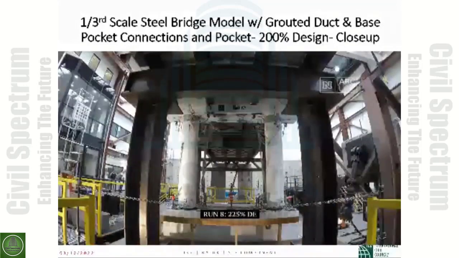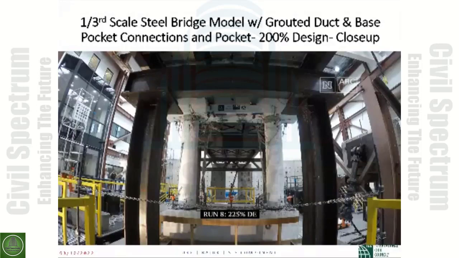This was a steel girder bridge. The other one was a concrete girder bridge. This is a steel girder bridge. This is more than 200% of the design. This particular one is actually 225% of the design. So here again we have grouted duct connections. I'm looking underneath the bridge. Again, this is a different bridge, a different bridge with steel girders. If you look carefully, you see the steel girders in the upper part of the image.